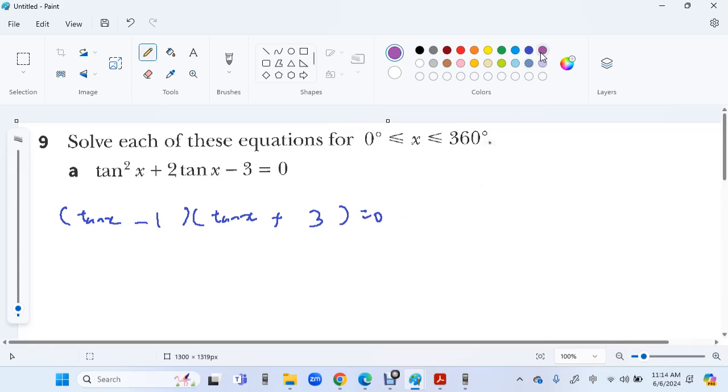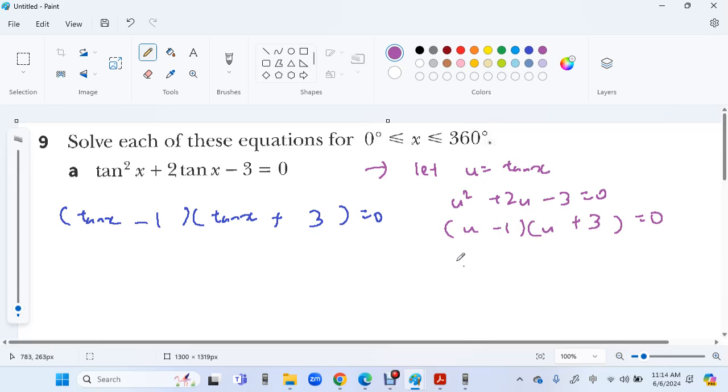So for this one, some of them may need to let u equal to tangent x. Then it becomes u squared plus 2u minus 3 equal to 0. Then do the factorization, (u + 3)(u − 1). Only then they go to this step, that is tangent x equal to 1, and then tangent x equal to negative 3.